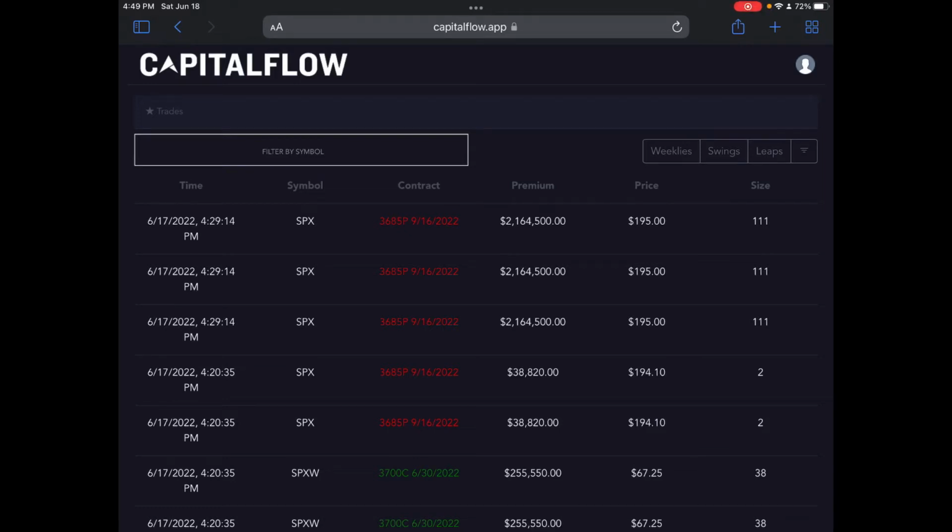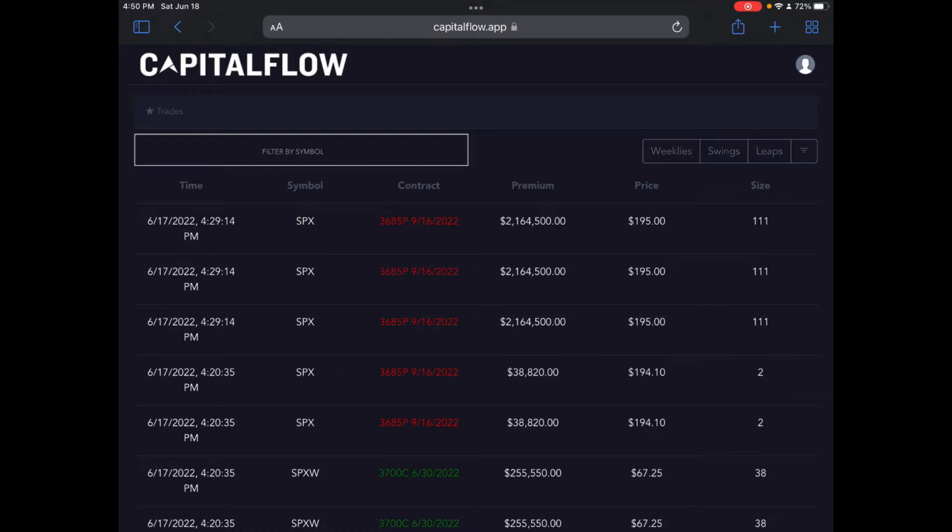I'm going to be making a quick tutorial. I want to show you what options flow is and how you can use it to make money in the stock market. So the platform that I'm going to be doing this on is Capital Flow, which is my own options flow service that I created in the beginning of this year.